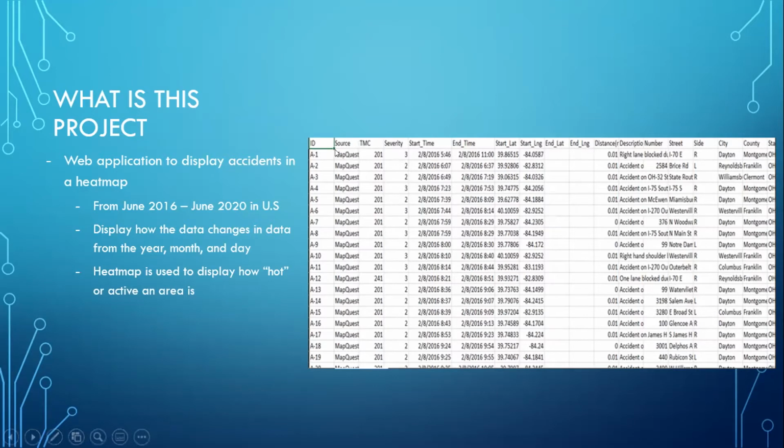Looking at the data that Kaggle provided, they gave certain things like latitudes, longitudes, start times, severities, cities, states, all the way from like A to AW, looking at it from Excel, taking up like almost 2 GB of memory.